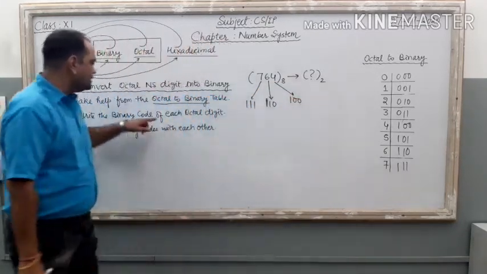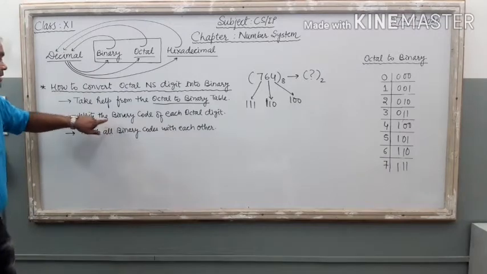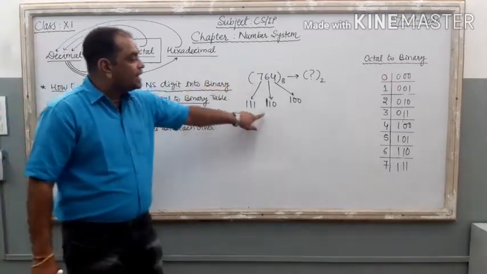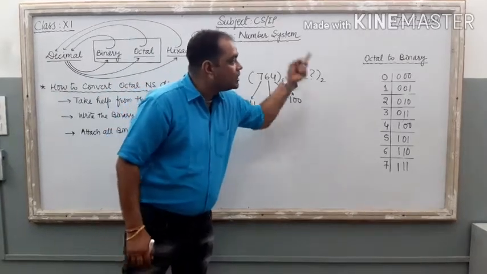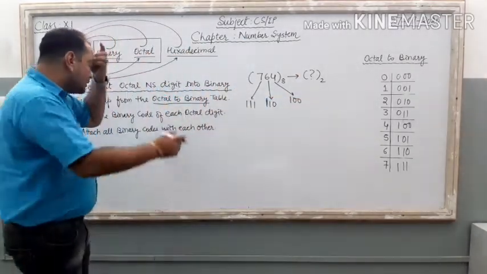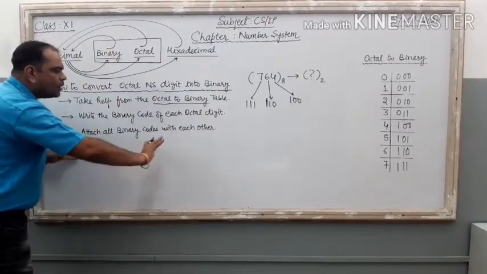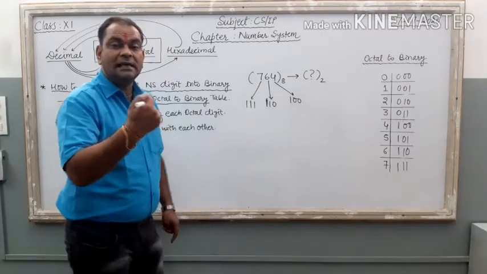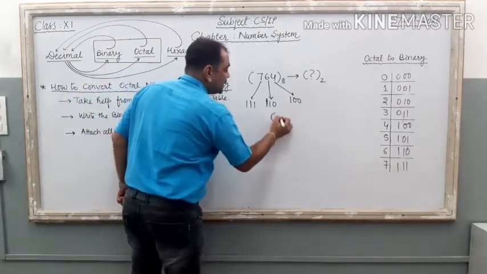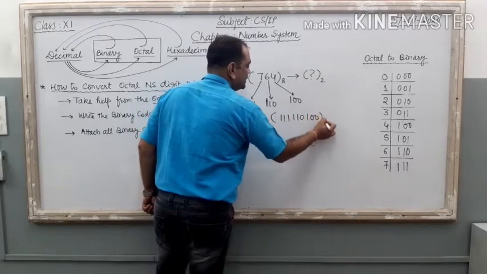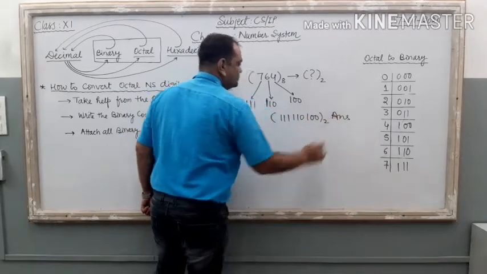So by this we complete the second process: write the binary code of each octal digit. These binary codes are derived from the octal to binary table. Clear? Now the third point, attach all binary codes with each other. If I want to produce the exact result, I attach these digits with each other like this. Here is my answer.